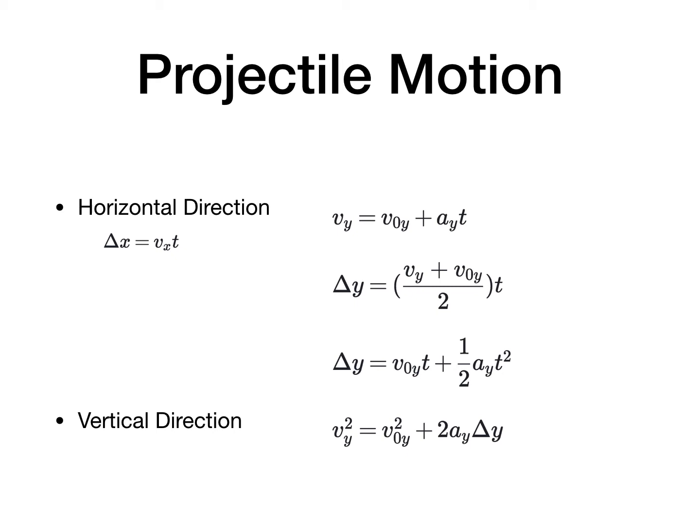Some things to note: we are able to split our problem into two separate problems because a change of velocity of an object in the vertical direction does not affect the horizontal velocity of the object. In the same way, the horizontal velocity does not affect the vertical acceleration of an object, and vice versa.